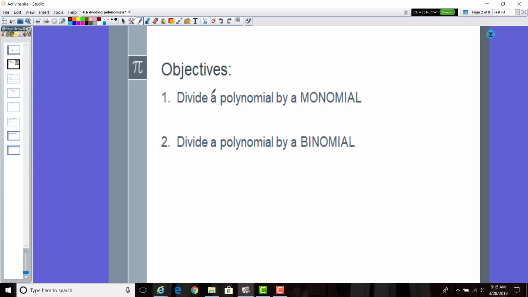So our objectives for today are to learn how to divide polynomials. In this chapter we've talked about how to multiply and divide monomial terms using our exponent rules. We have learned how to add and subtract two polynomials to each other. We've learned how to multiply polynomials to each other. Today we're going to talk about dividing. We're going to do two different types of problems. A polynomial, which is two or more terms, divided by a monomial, which is one term. And then we will be dividing a polynomial, two or more terms, by a binomial, two terms exactly.